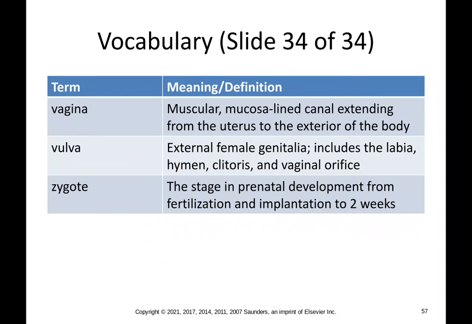Vagina is a muscular, mucosa-lined canal extending from the uterus to the exterior of the body. Vulva is the external female genitalia. This includes the labia, hymen, clitoris, and vaginal orifice, so it's all of those wrapped up together. Zygote is the stage in prenatal development from fertilization and implantation to 2 weeks. So that's a pretty short time period. It's only a zygote for the first 2 weeks.